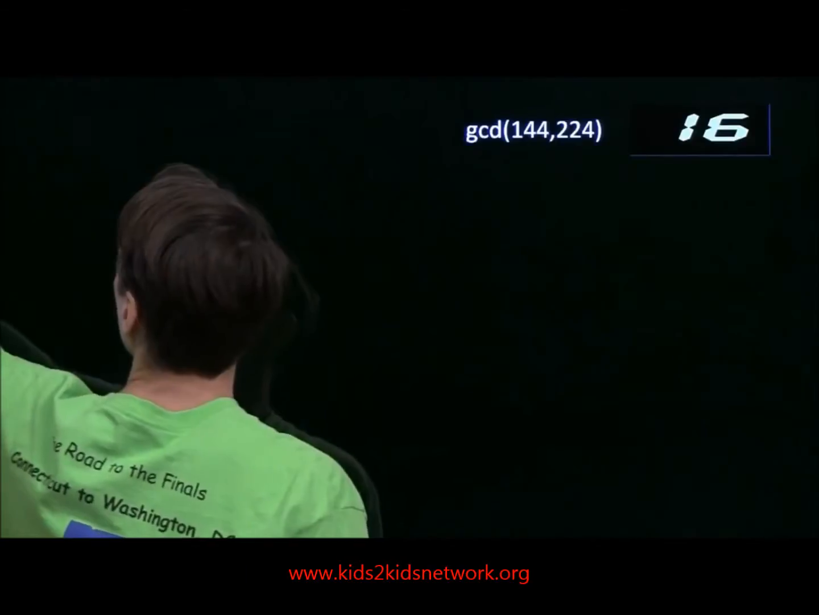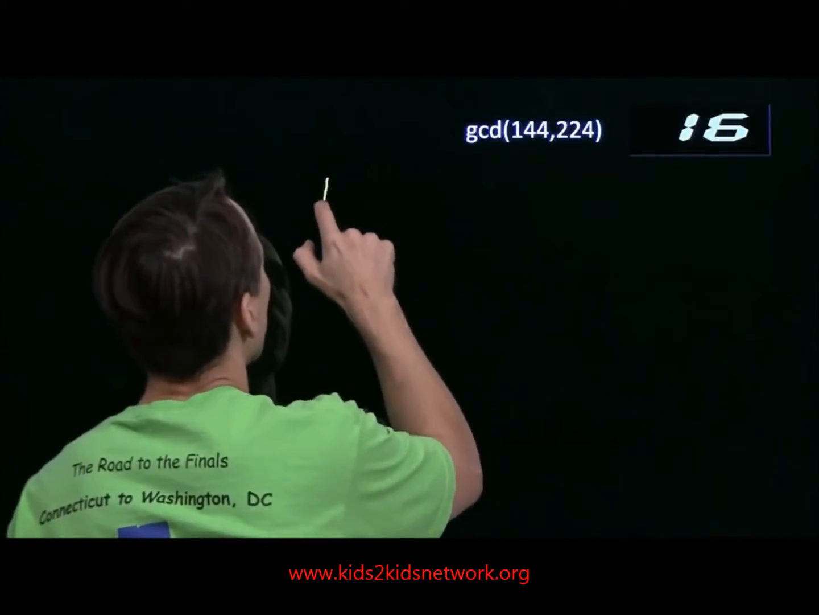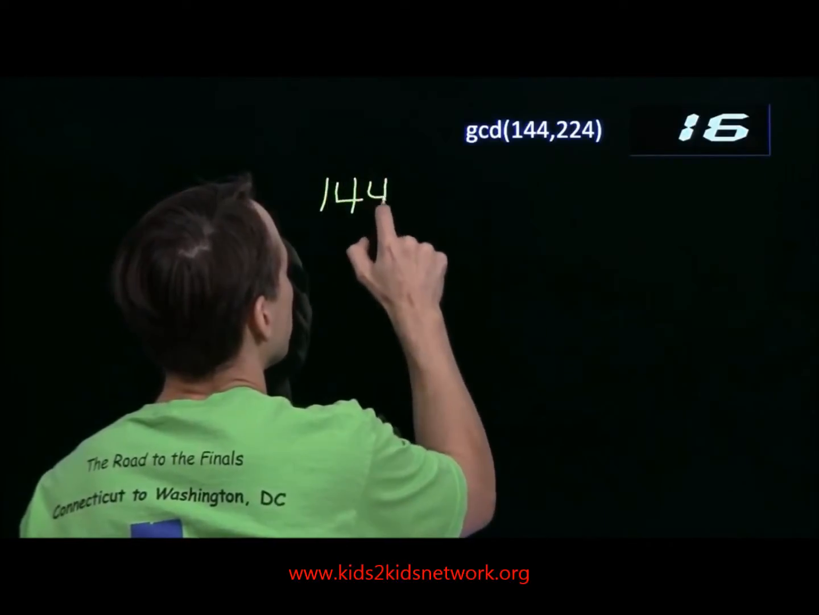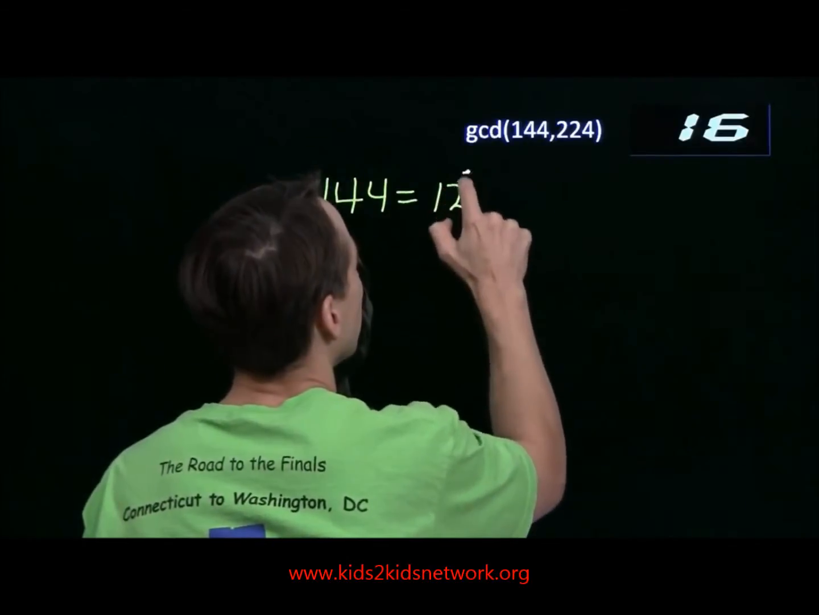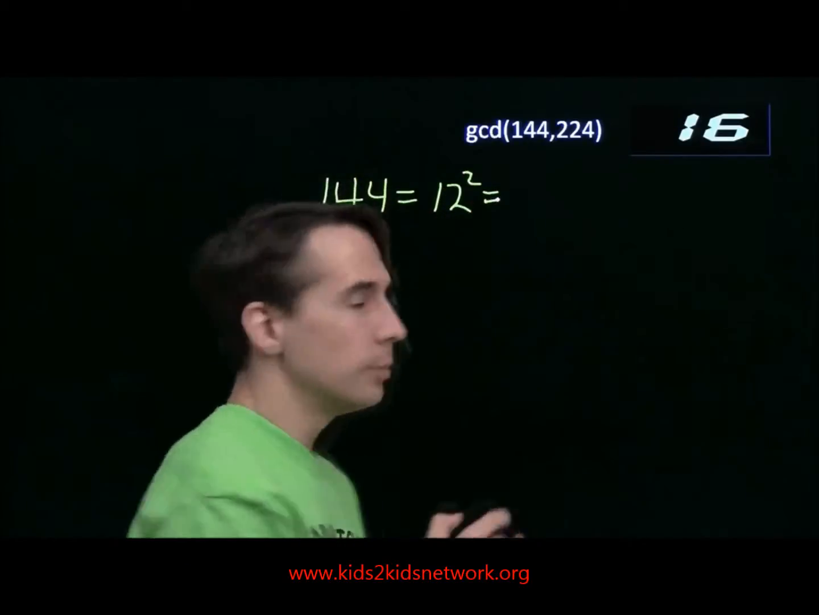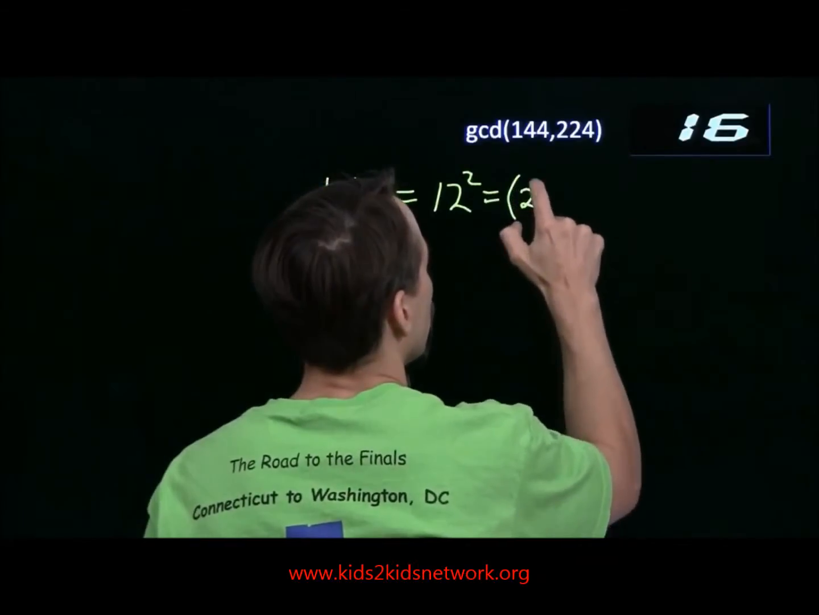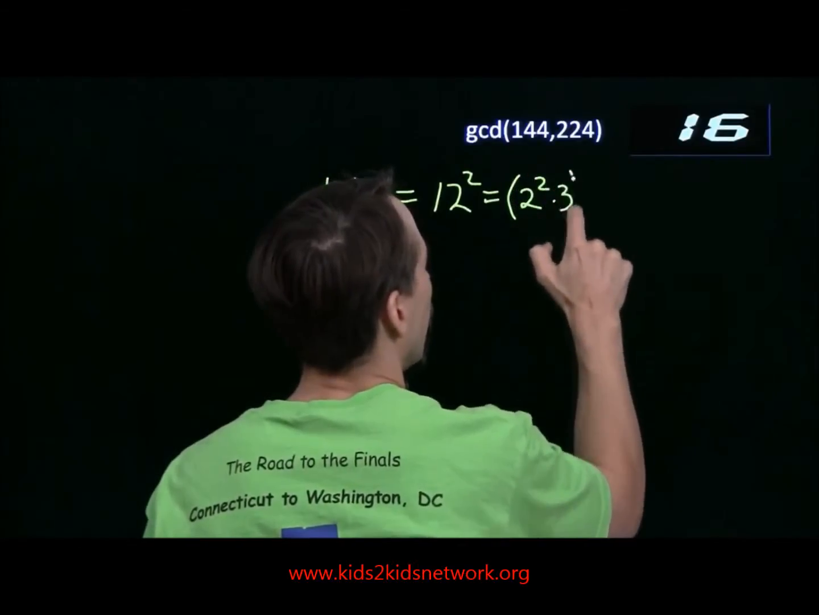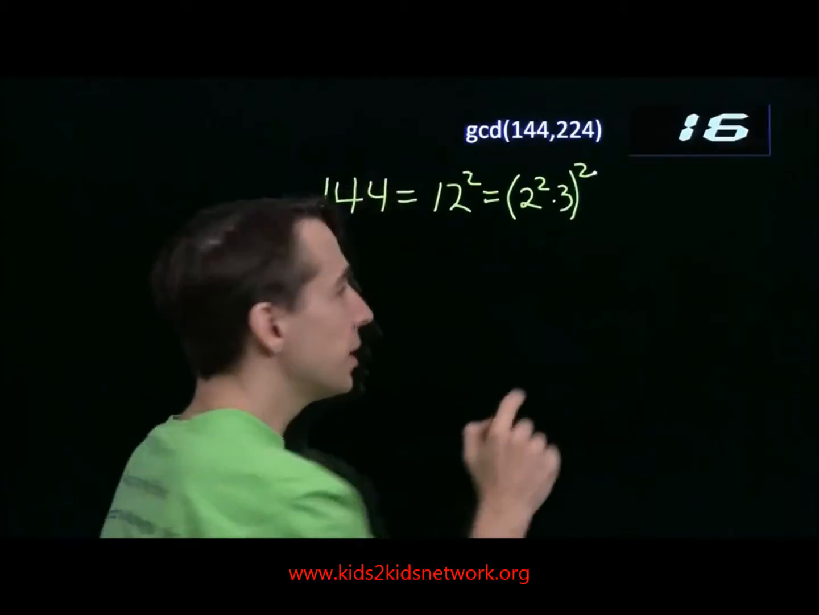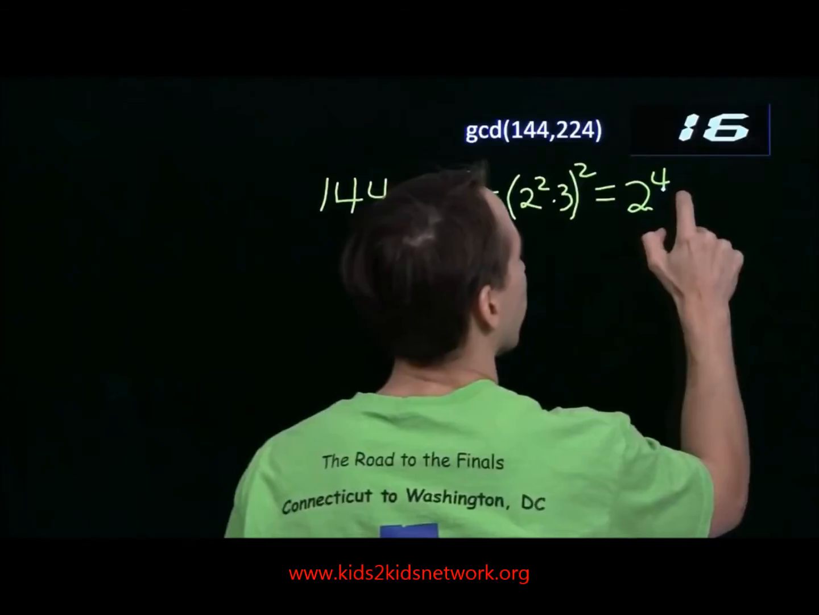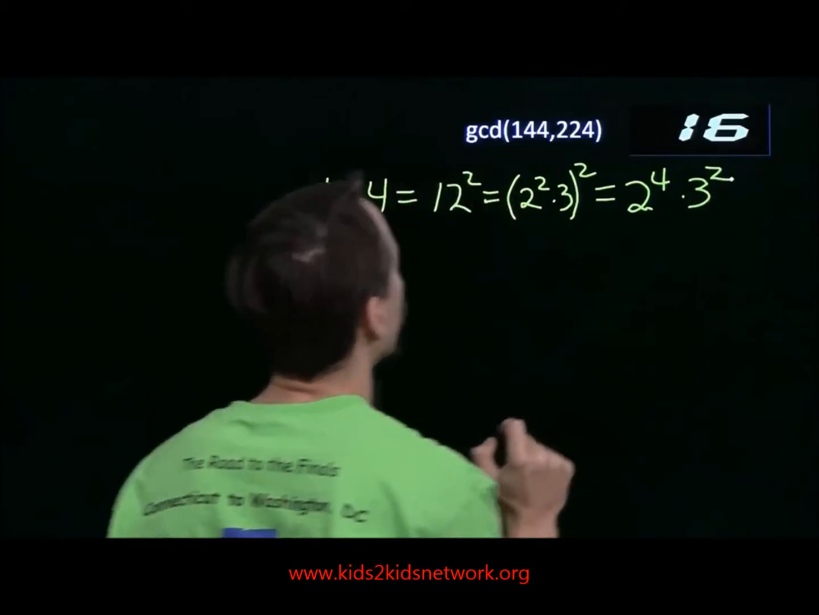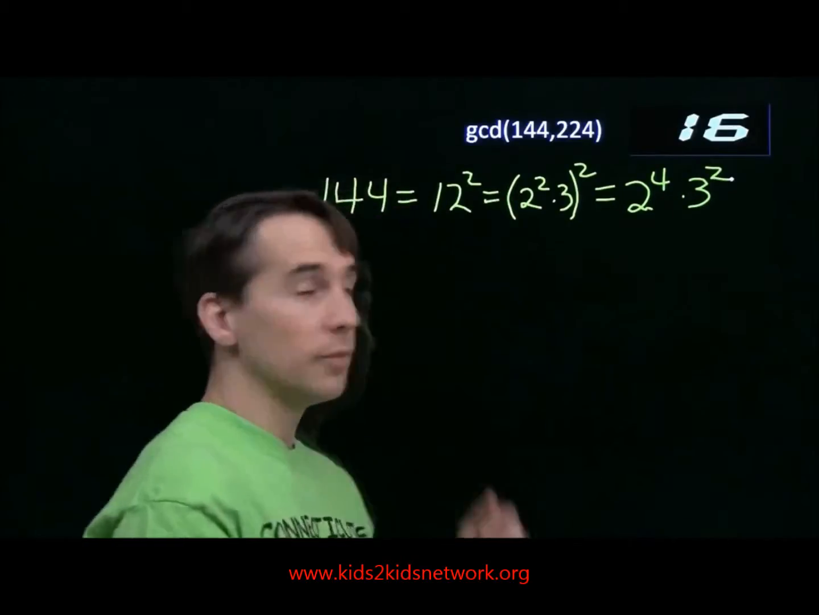So let's go back to the greatest common divisor of 144 and 224. And we'll have to start by finding some prime factorizations. Well, 144, that's 12 squared. And 12 is 4 times 3. That's 2 squared times 3. And we're going to square that. So 2 squared squared, that gives us 4 2s. And we're going to square that 3. We have 3 squared. All right, so we got the prime factorization of 144.